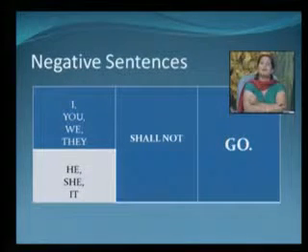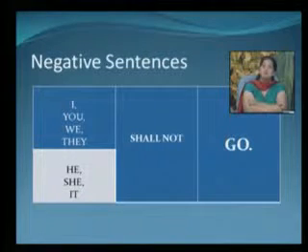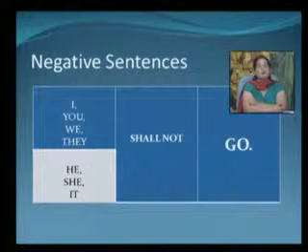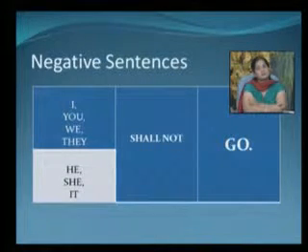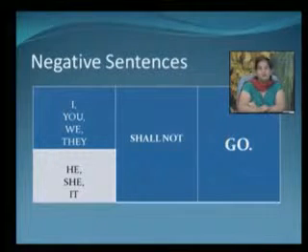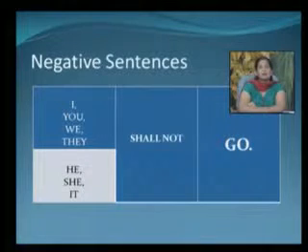Shall not is nothing but shan't. I shall not go. You shall not go, or you will not go. Either shall or will is used in the negative sentences also with the negative word not. Right? Coming to the interrogative and question mark sentences.